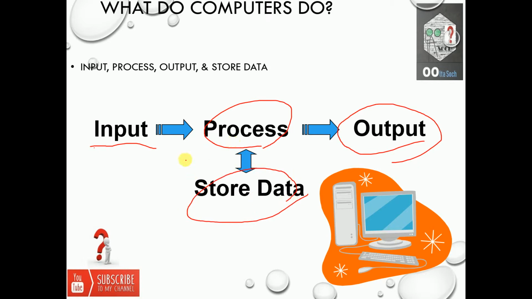Suppose you draft a letter. You type a letter, giving input through your keyboard and mouse. It is processed, then you get the output through the printer, and for future purposes you keep it in your computer memory, so it's stored data. So in a computer, you will see some input device, a processing device, and some output device, and yes, storing data is a very important part of a computer.